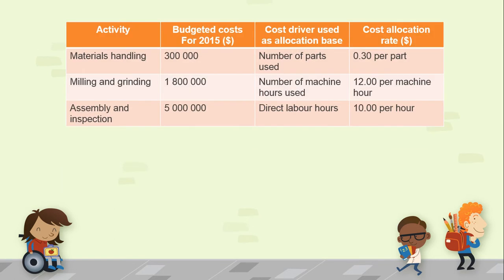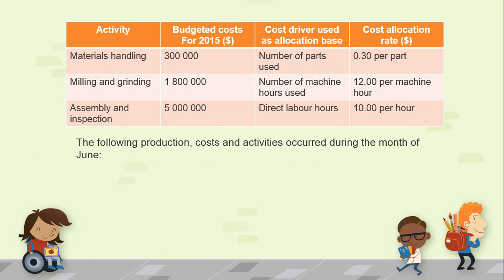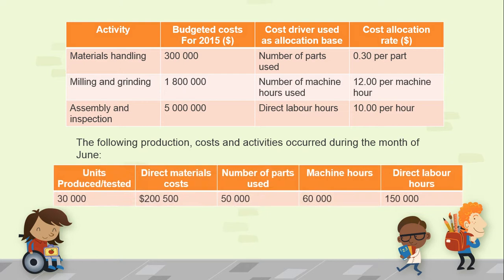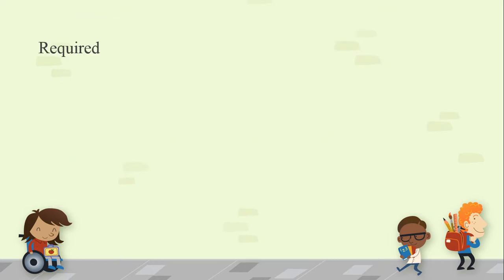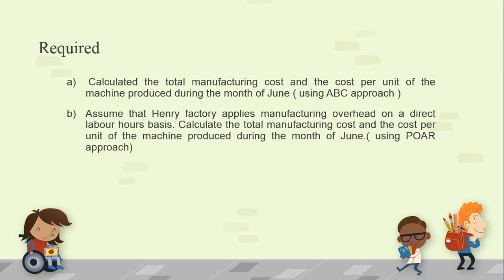So here is the table for the budgeted costs. And the following production costs and activity occurred during the month of June. So the requirements for this question are, in part A, you need to find the total manufacturing cost and the cost per unit using the ABC approach. In part B, assume that Henry Factory applies manufacturing overhead on a direct labor hour basis, and you need to find the same thing as part A but using POAR.